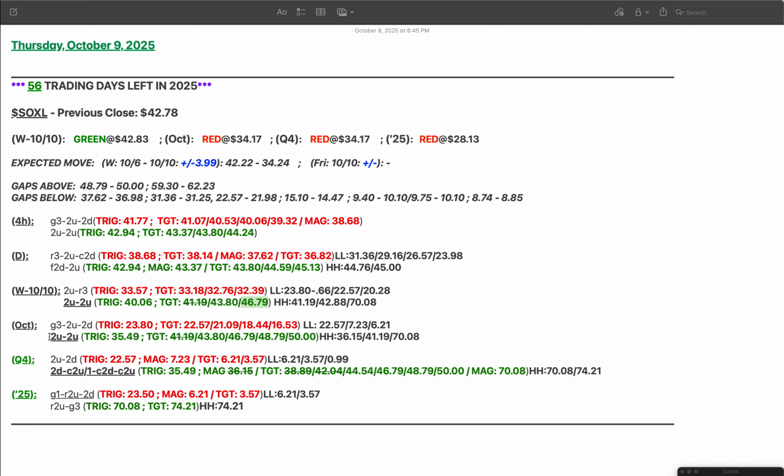So from the month perspective, we also are still in force with the 2 up, 2 up. It triggered at 35.49. We reached that 41.19. Now looking for that 43.80, 46.79, 48.79, and ultimately 50, where that gap is. On the quarter, it triggered the 2 down, combo 2 up. Initially at the beginning of the quarter, we reached that magnitude of 36.15, but that did then trigger the 1 combo 2 down, combo 2 up on the quarter, which has the ultimate target of 70.08, but we have these intermediate targets we've already hit here, 38.89, 42.04, but we're still looking for the 44.54, 46.79, 48.79, and then that 50 with the gap close.